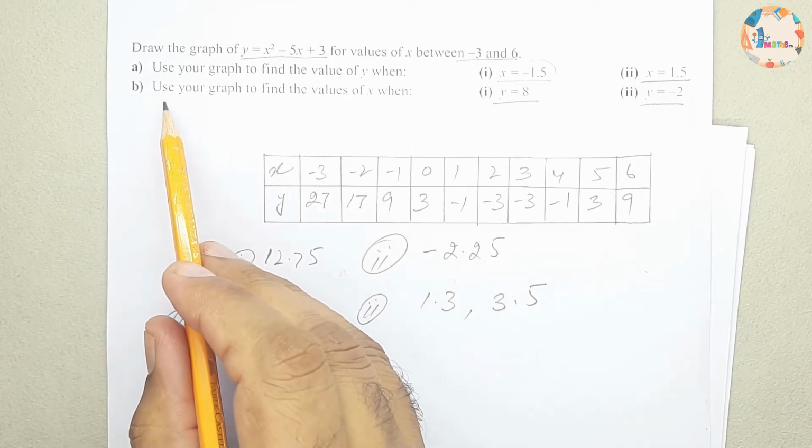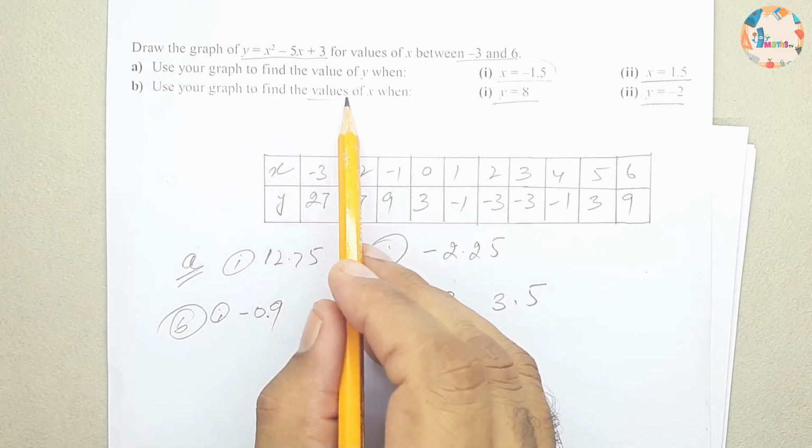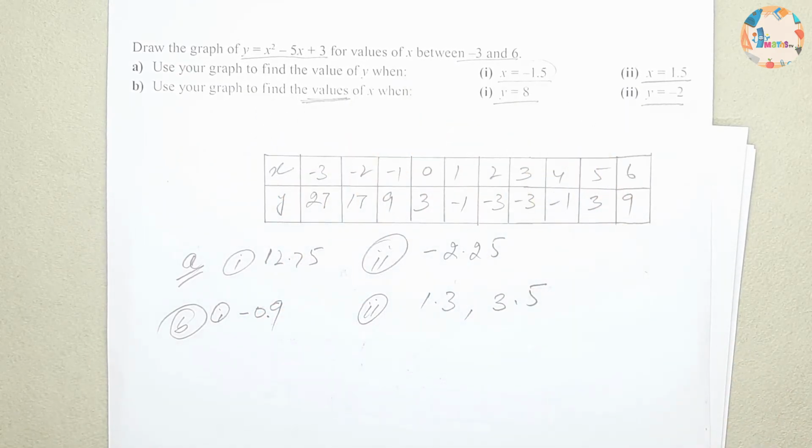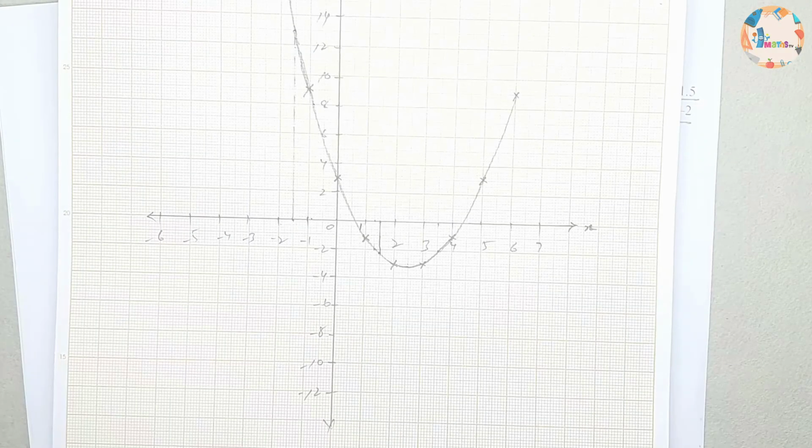See, in this B part they have written find the values of x. So this indicates that you will be getting two values of x. This is also done. Hopefully you understood each and everything.